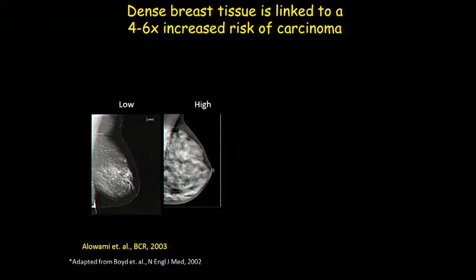All right, so our story links to a very common finding, which is that dense breast tissue is linked to a huge increased risk of developing breast carcinoma. In fact, other than being a woman, this is the single largest risk factor for developing breast cancer. And here's an example of low and high mammographic density. And this is work that was pioneered by Norman Boyd's lab over the past probably 15 years.